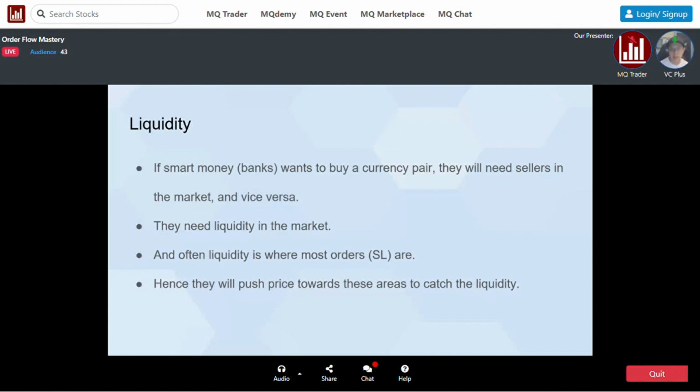That's basically the principle behind how money works, or how the market works. If you want to sell something, you need to find a buyer. If you want to buy something, you need to find a willing seller. Vice versa.